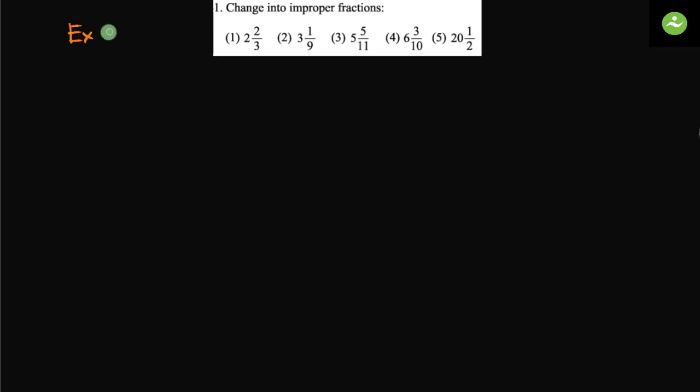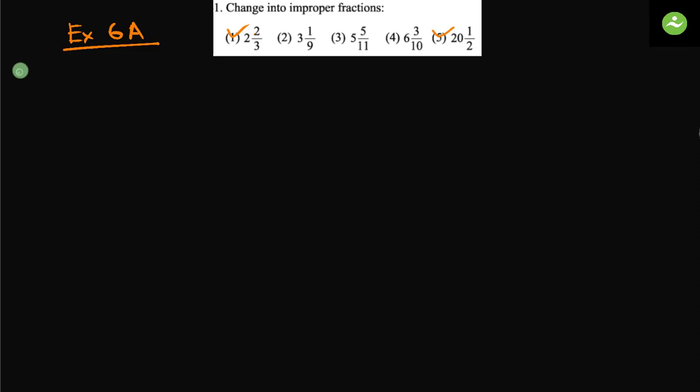Exercise 6A. Question number 1. Change into improper fractions. These are mixed fractions. We have to change them to improper fractions. Here there are 5 questions. We will solve 2 for you, number 1 and the last one, number 5. And I think you can solve the 2, 3 and 4 yourself. Okay, let us start with number 1.